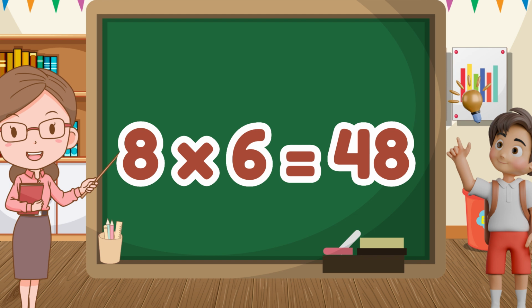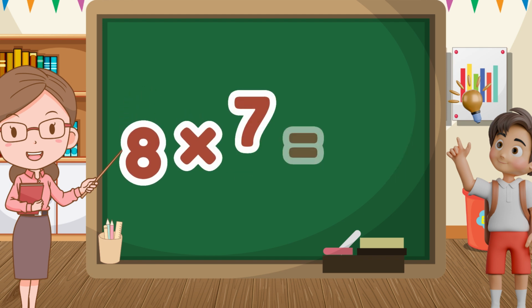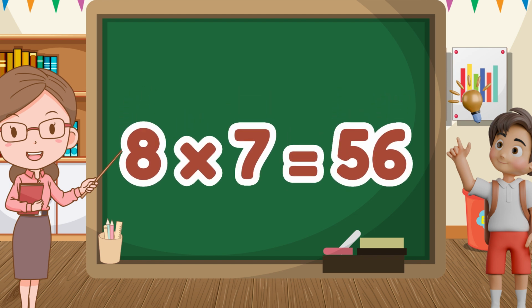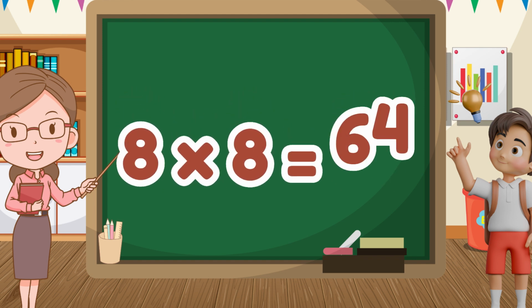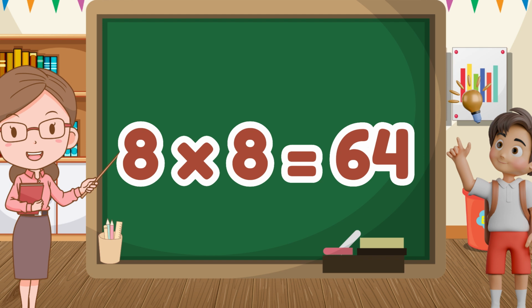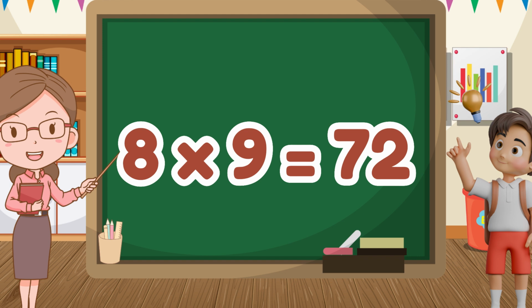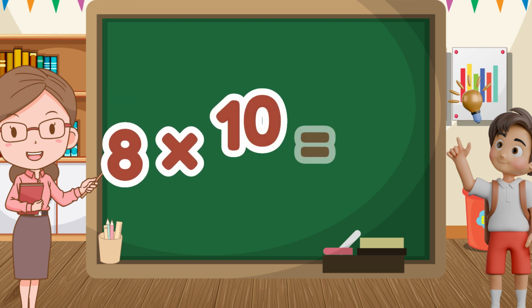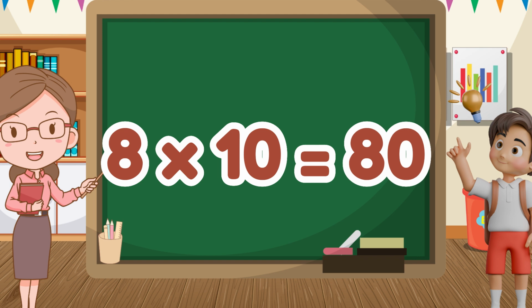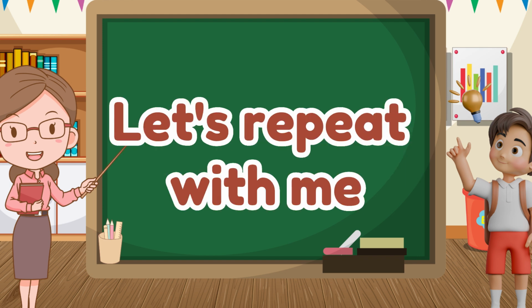8 sevens are 56. 8 eights are 64. 8 nines are 72. 8 tens are 80. Let's repeat with me.